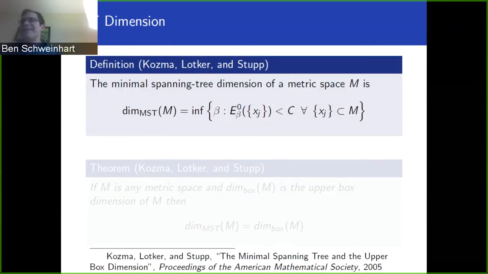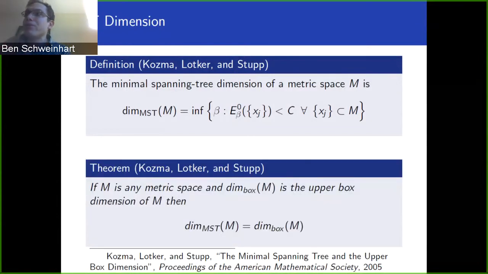Now, for example, if we're in a bounded subset of R2, our cutoff is going to be 2. So that means for a subset of R2, we can find point sets so that, let's say, the 1.5 weight of that point set becomes arbitrarily large, but we can't do that for anything greater than 2. Okay, so Kozma, Lotker, and Stoop defined this minimal spanning tree dimension of a metric space. And they proved this very general, beautiful theorem, which is that if M is any metric space, no hypotheses at all, and dim box of M is the upper box dimension, which I'm going to define for you later, then the minimal spanning tree dimension equals the box dimension, i.e. we can see the box dimension by looking at extremal minimal spanning trees of our metric space.